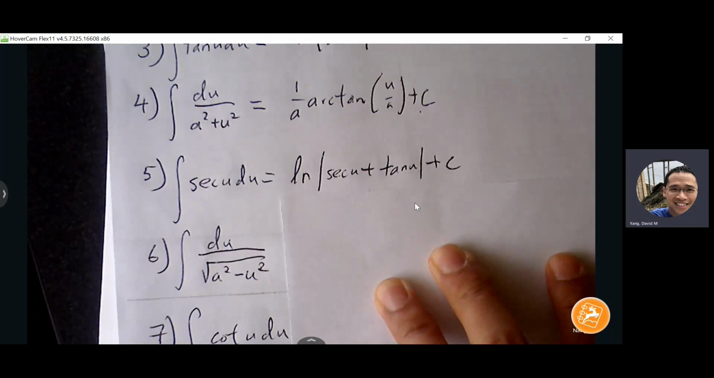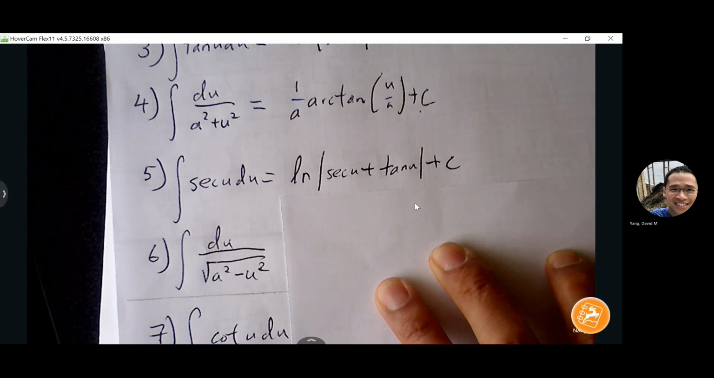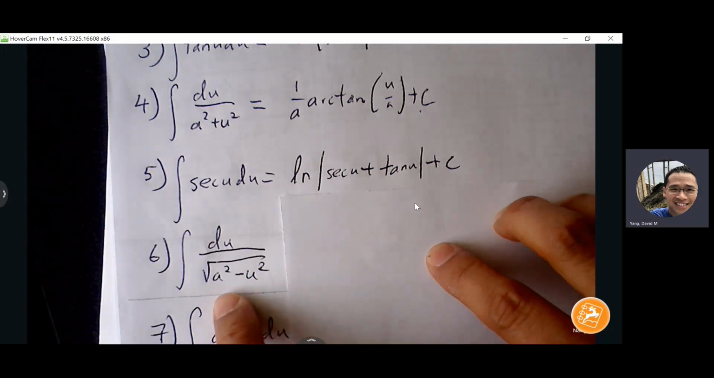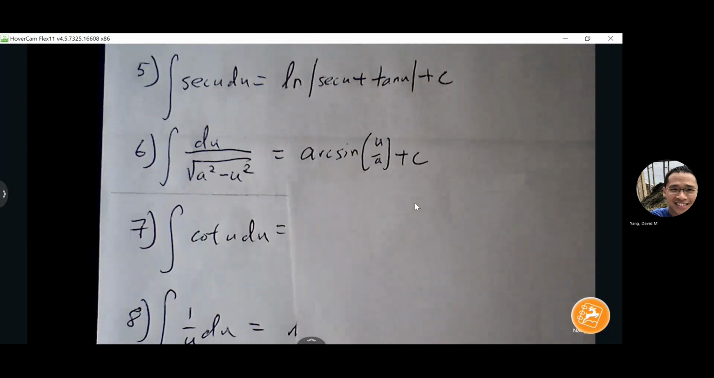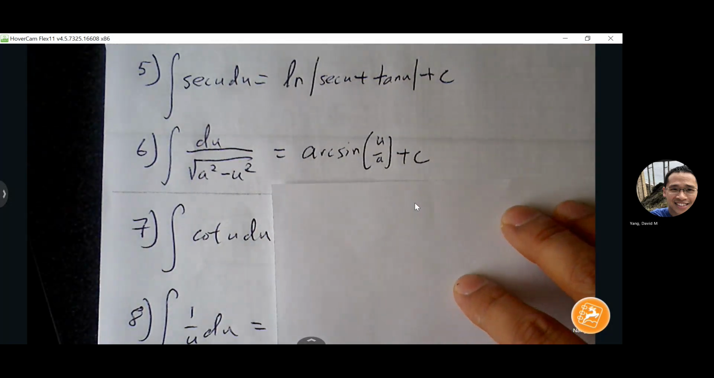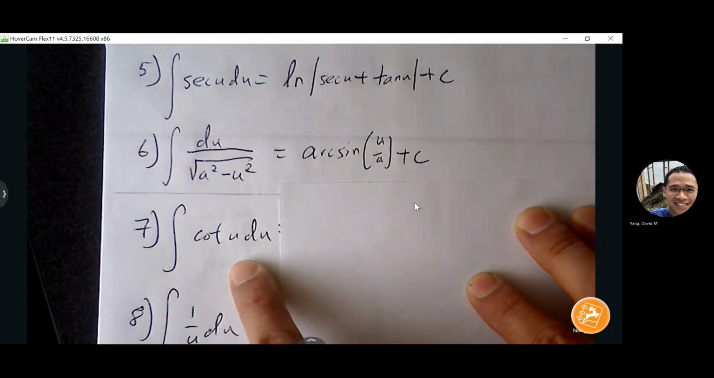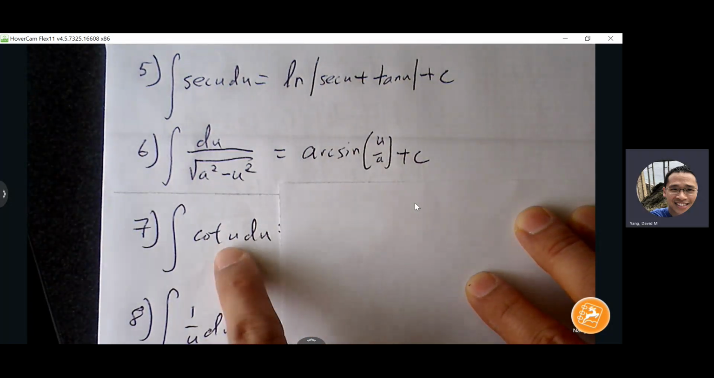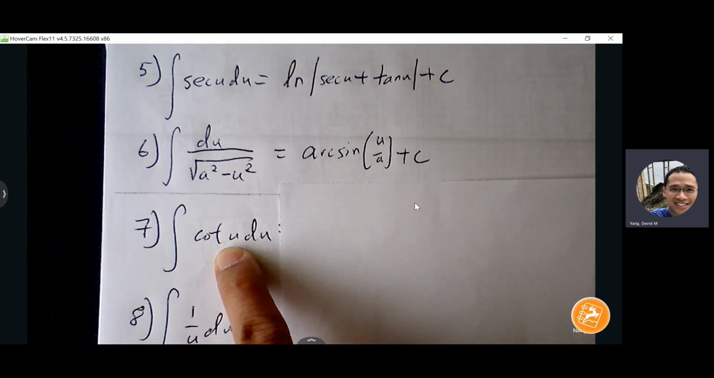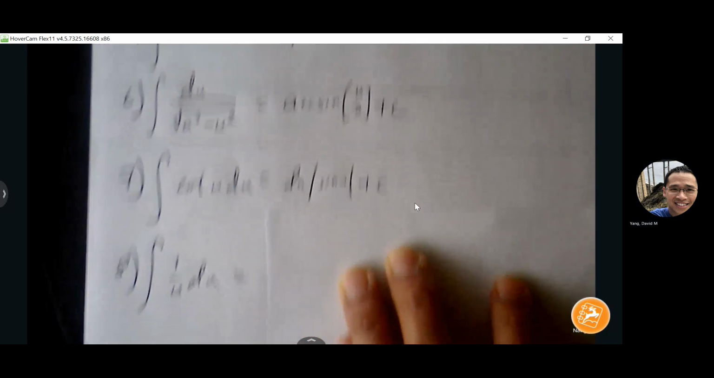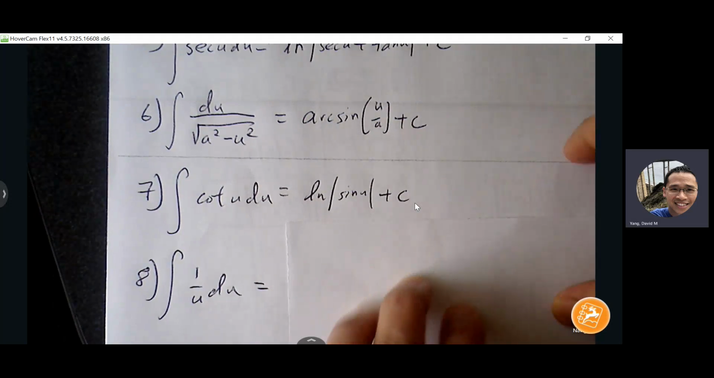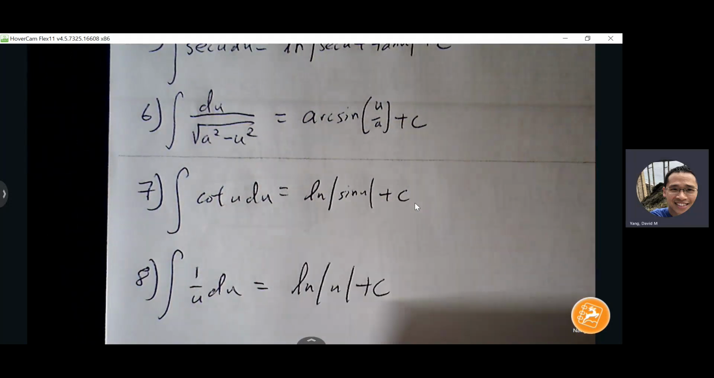Number 6. Arcsine. Yeah, the constant comes first. Cotangent u. This is cosine over sine, right? So natural log. You see, there's no s, there's no c in my rule, so no positive. Finally, 1 over u du. Natural log. Yeah.